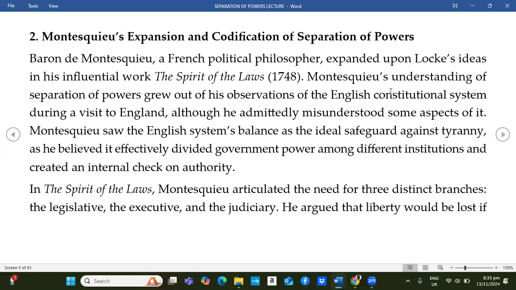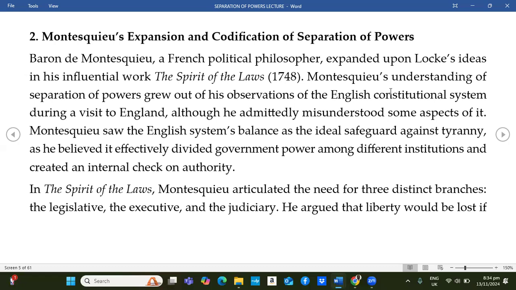So in Montesquieu's work, he also advocated for three distinct branches along the lines of John Locke. He talked about the legislative branch, and apart from the legislative branch, he also talked about the executive and then the judiciary.